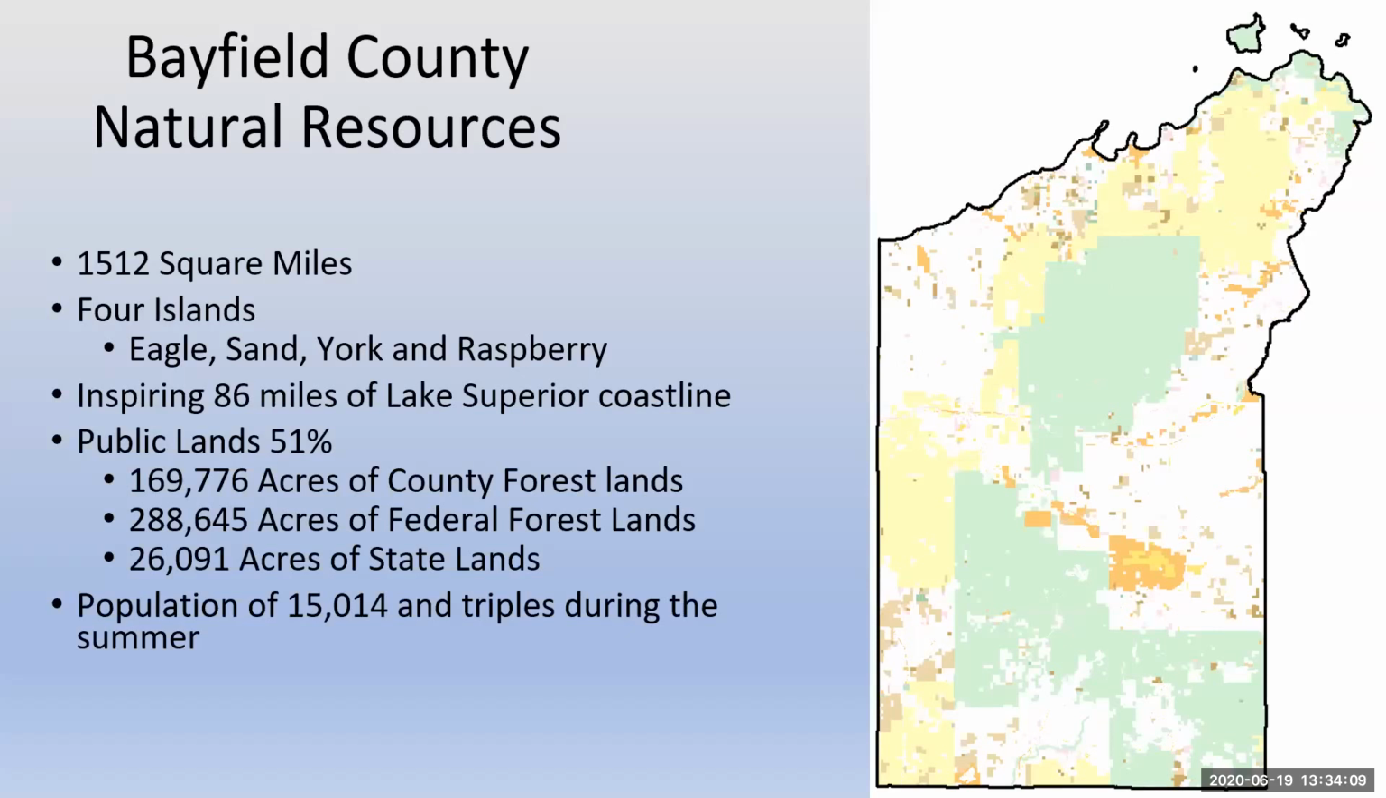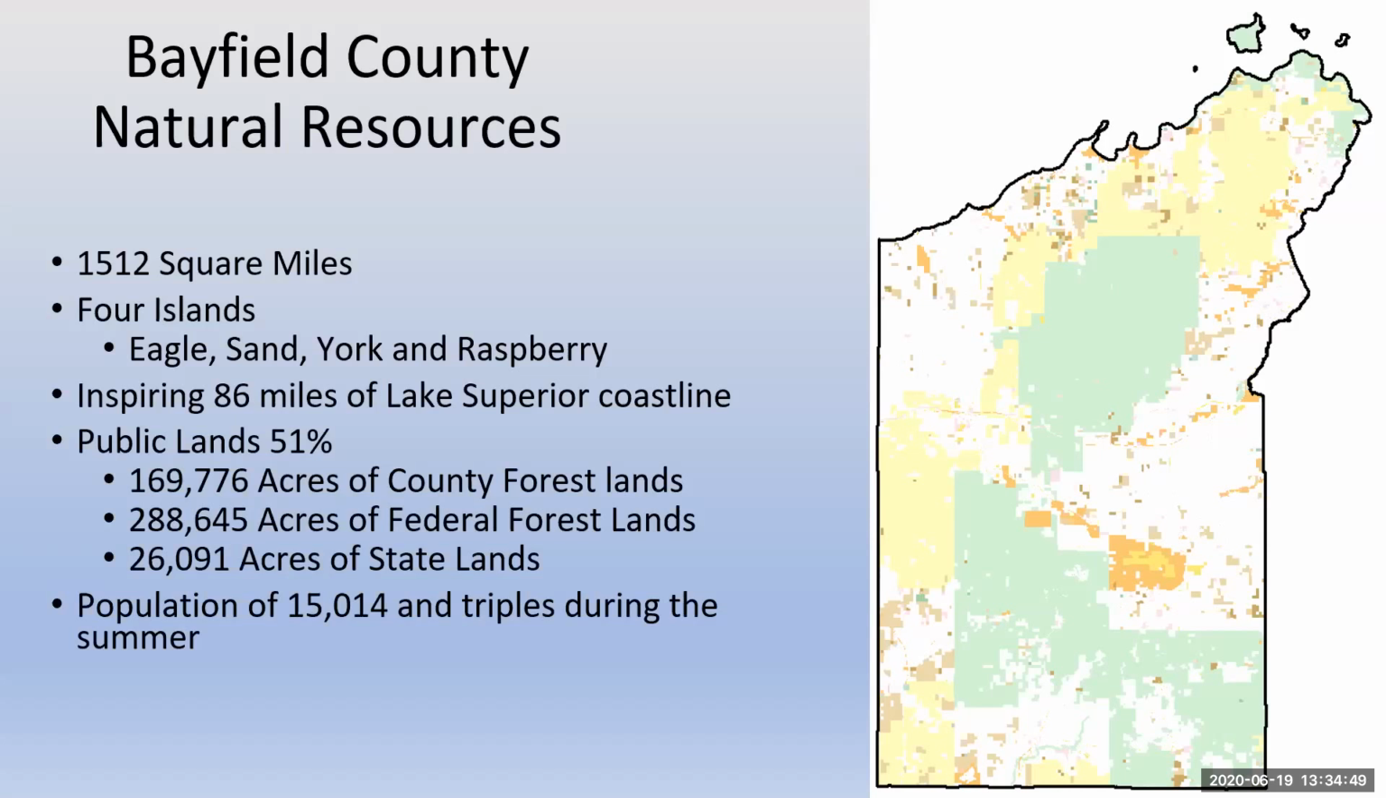So a little bit of demographics about our county. We have about 1,500 square miles of land, second largest county in the state. It takes quite a bit of time to get certain places. Luckily, I live in the center of the county, so if I'm going to do a drone flight, I can leave from my house, and it cuts down the travel time by quite a bit. We have 4 islands: Eagle, Sand, York, and Raspberry, and almost 100 linear miles of Lake Superior shoreline.